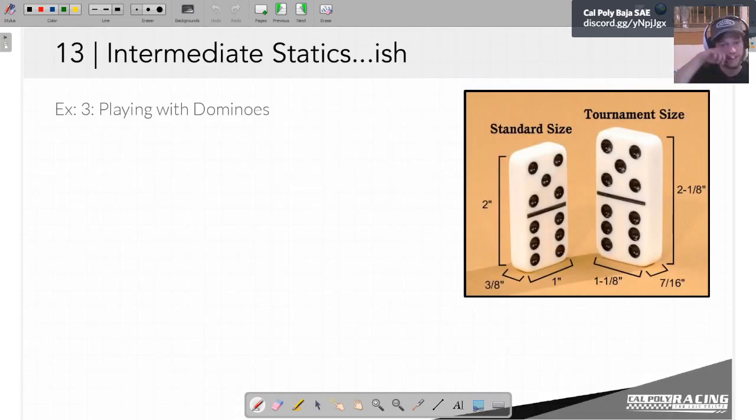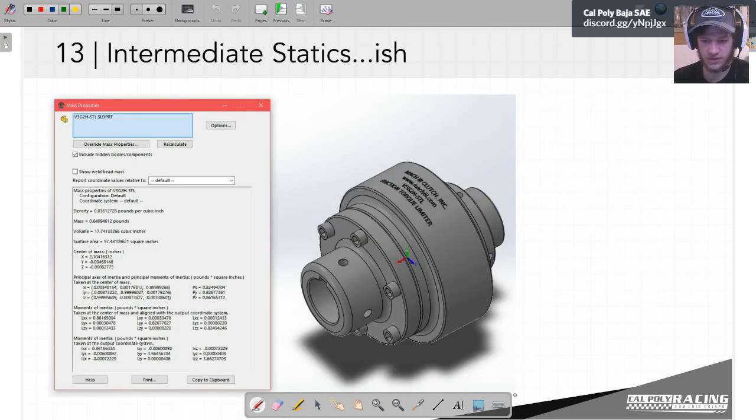Let's try something a little more complex. And actually, before we get to that, let's go through a little mental exercise. I'm going to go back to SolidWorks here.